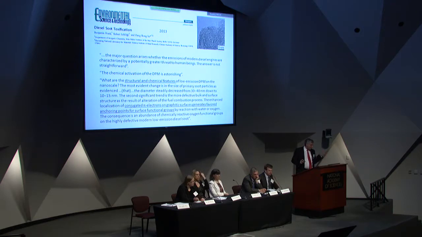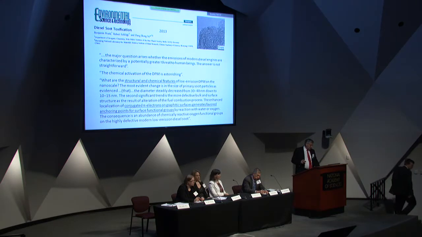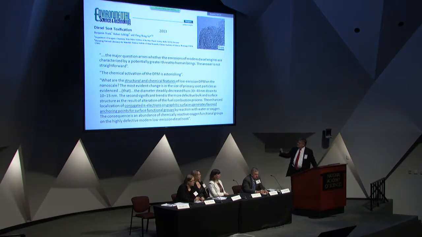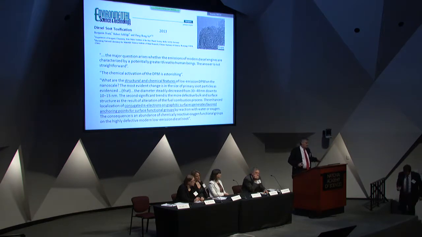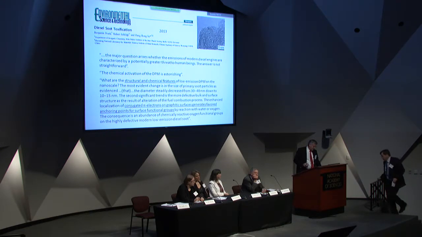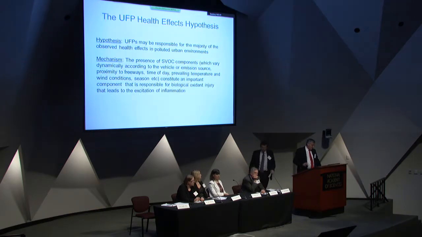It's clearly complicated. But what they clearly show is that in the EU low emission program development, the chemical activation of the diesel, the DPM, is astonishing. And some of the structural and chemical features shown by the low emission DPM show that not only do the particles become smaller, but you see the formation of these graphite surfaces with defects, with highly conjugated chemistry called pi electrons that anchors functional groups, including toxic materials.